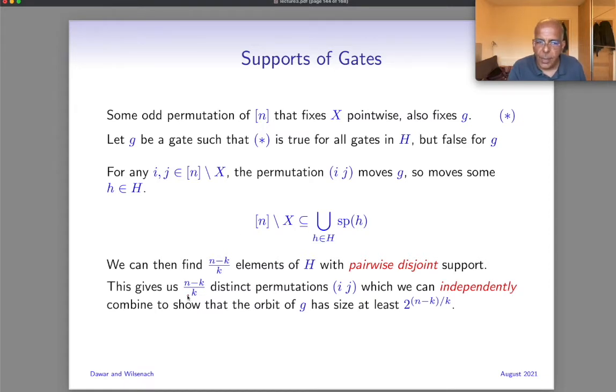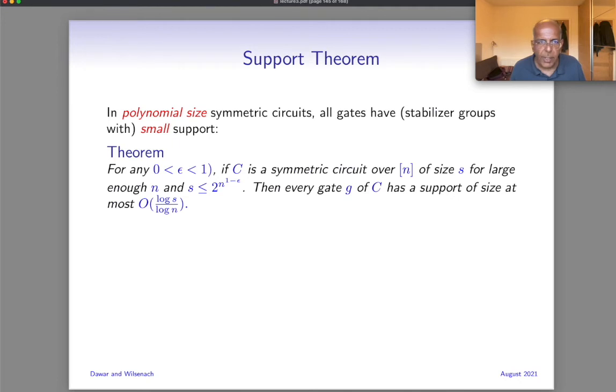This gives us a large number, roughly n over k when k is small, of distinct permutations. Then we can show that we can independently combine distinct permutations which move different children in H, to get an exponential number of different permutations which move G to distinct gates in the circuit, contradicting the assumption that the circuit has polynomial size. That's a rough sketch. I will let you fill in the details in the exercise class.